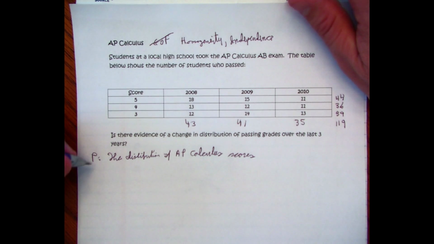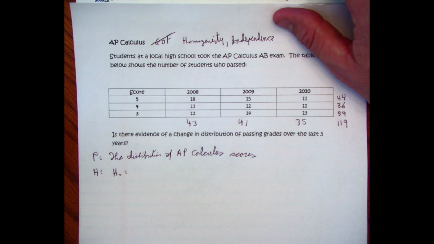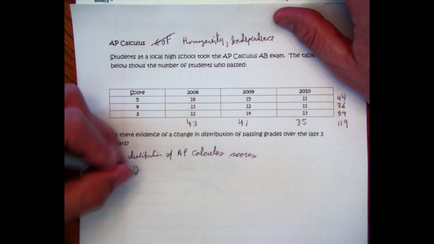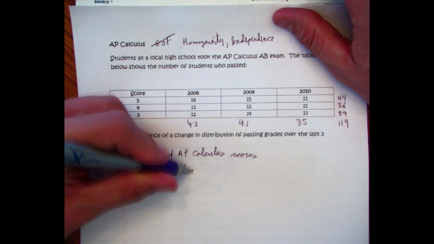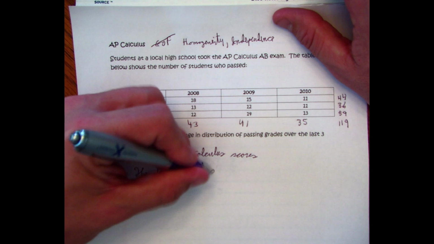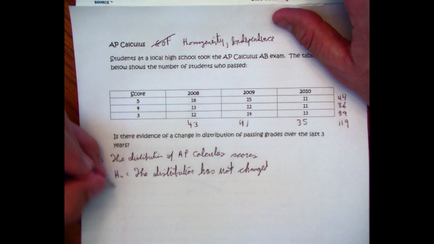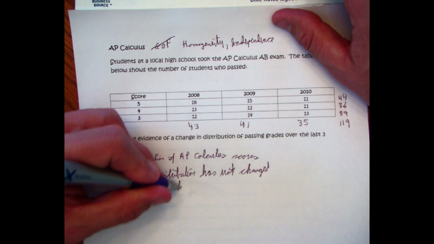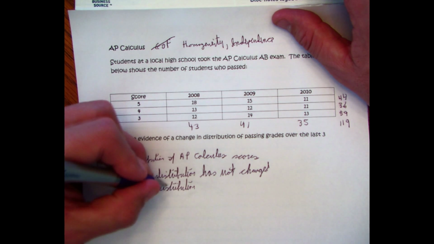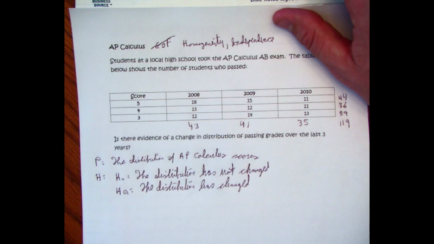So our null hypothesis, again, has the is there evidence that there's a change? So the null hypothesis is the distribution has not changed, and the alternative is the distribution has changed.